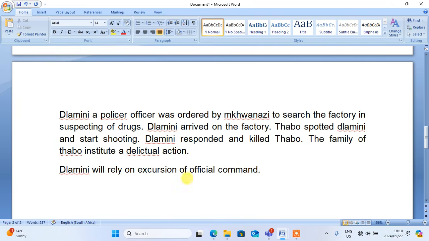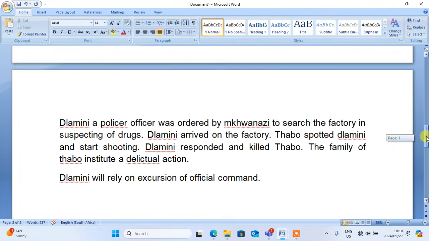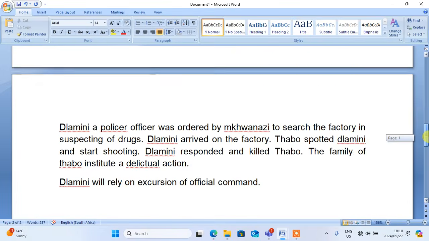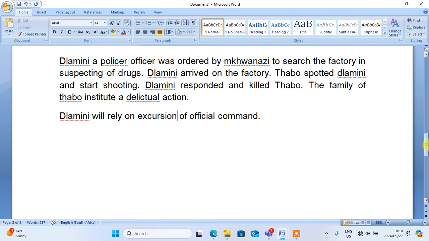The only reason why I give you this type of scenario is that I want you to understand, even when you get into the examination and you read, that this scenario is talking about this, and this scenario is talking about that. Now, we are done with it. I've given you many examples so that you can spot the difference between the delictual remedies and the grounds of justification. All right.